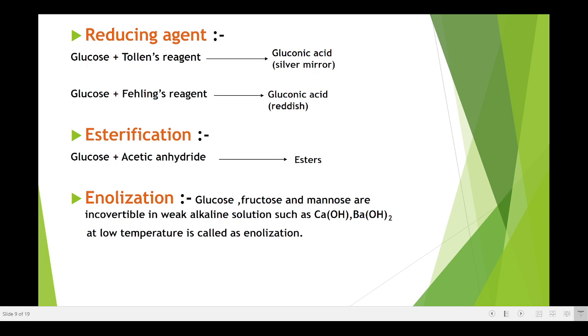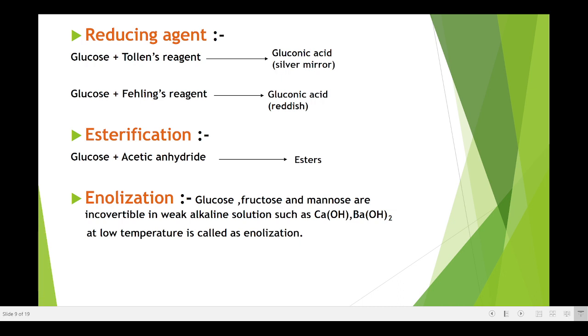Next, glucose reacts with Fehling's reagent and forms gluconic acid. If the test is positive, then a reddish color forms. 14th property of monosaccharide is esterification. Here, glucose reacts with acetic anhydride and forms esters. This process is called esterification.